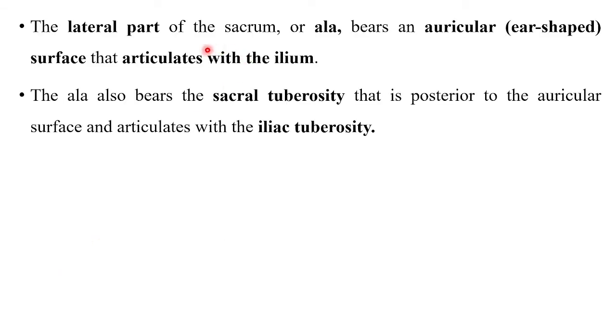The lateral part of the sacrum, or ala, bears an auricular or ear-shaped surface that articulates with the ilium. So it has an apex, a base, as well as a lateral part that is known as the ala, having a particular ear-shaped surface for articulation with the ilium. The ala also bears the sacral tuberosity that is posterior to the auricular surface and articulates with the iliac tuberosity. So the ala will also have a tuberosity known as the sacral tuberosity that will be articulating with the iliac tuberosity.